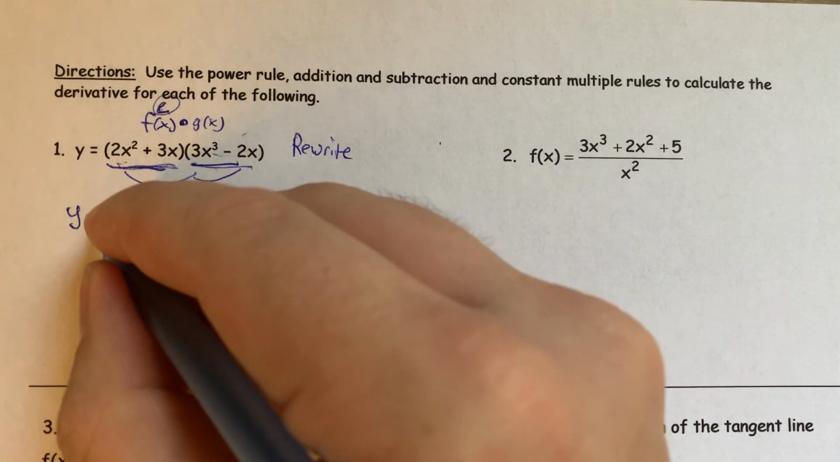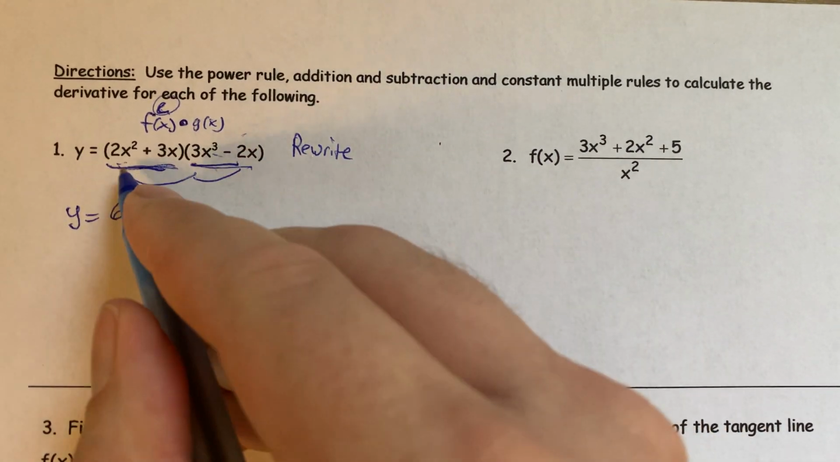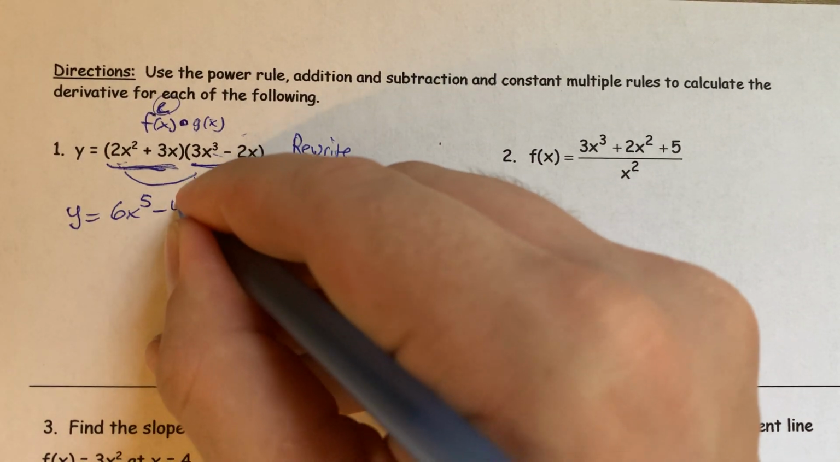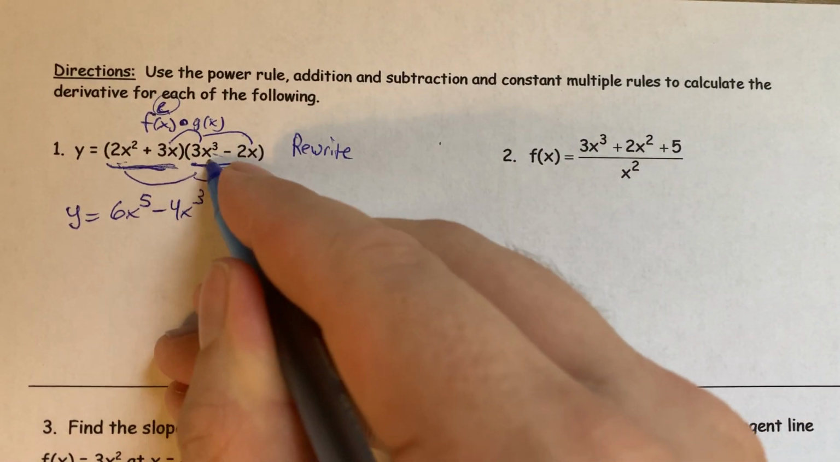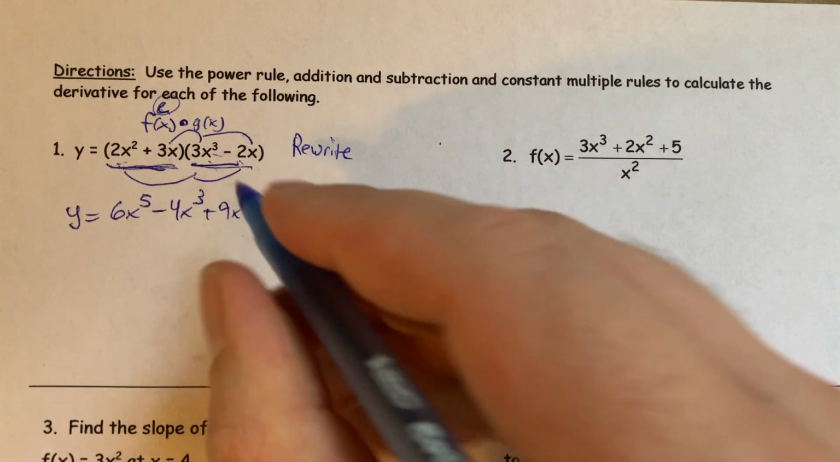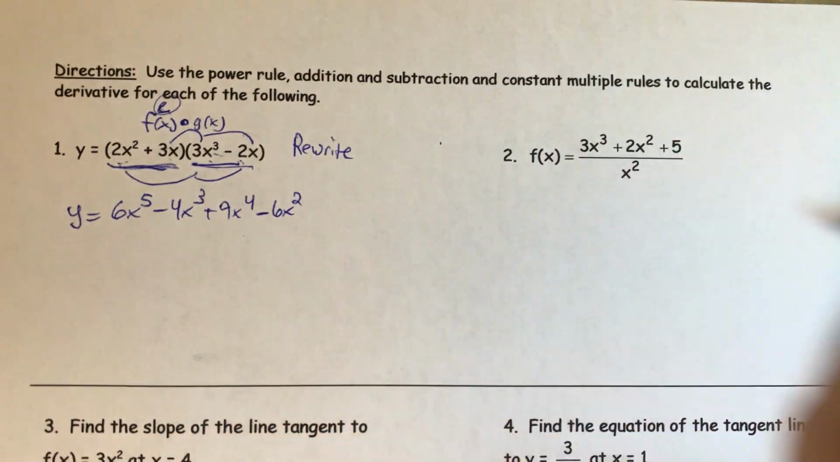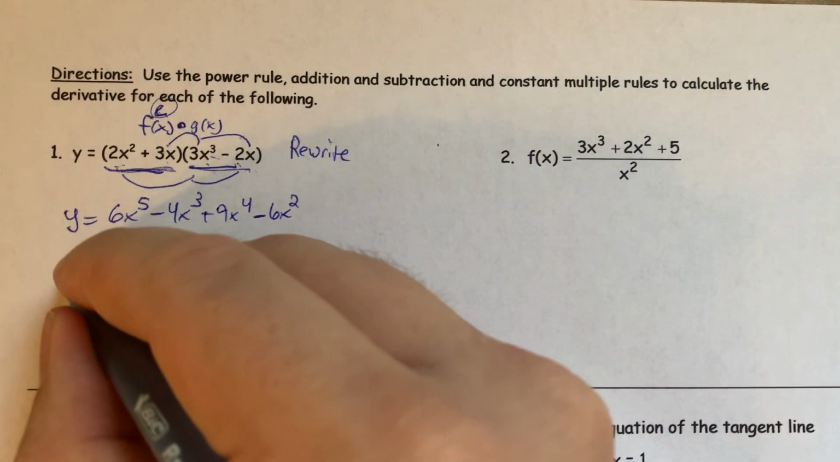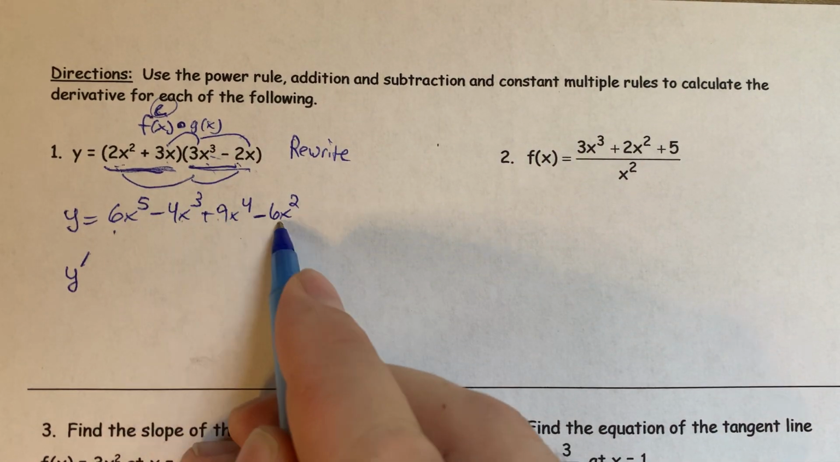2x squared times 3x cubed is 6x to the 5th. 2x squared times negative 2x is negative 4x cubed. Now I'm going to distribute this one. 3x times this is 9x to the 4th. 3x times negative 2x is negative 6x squared. And now I can do the derivative because it's just the sum and difference rule.